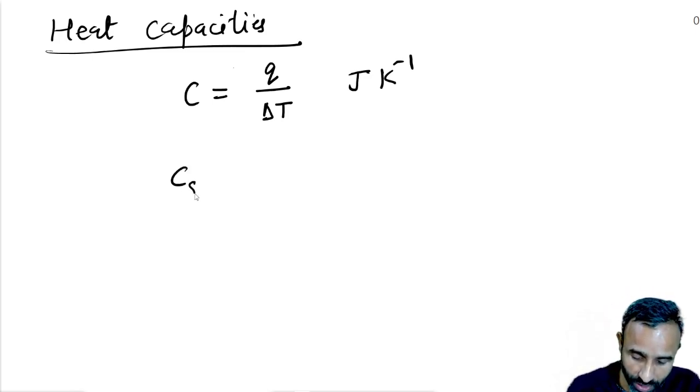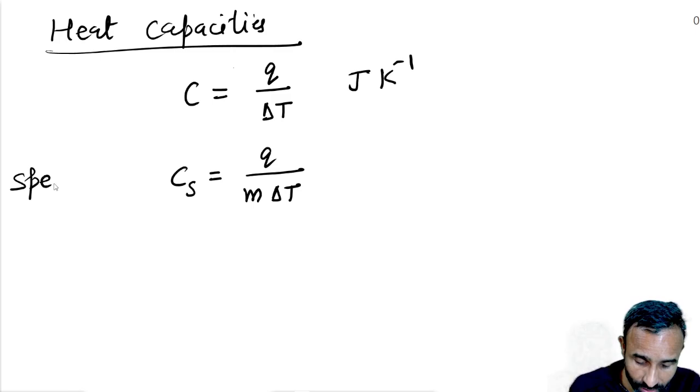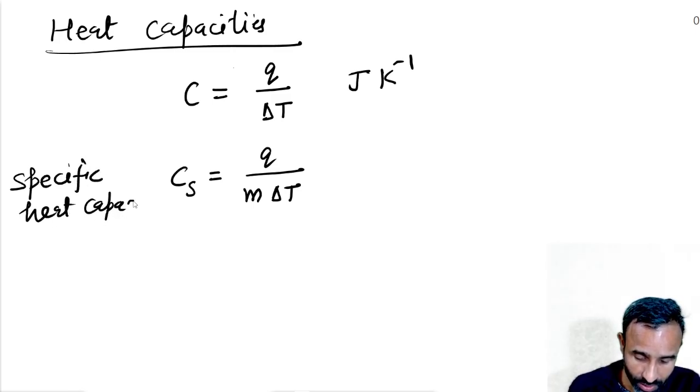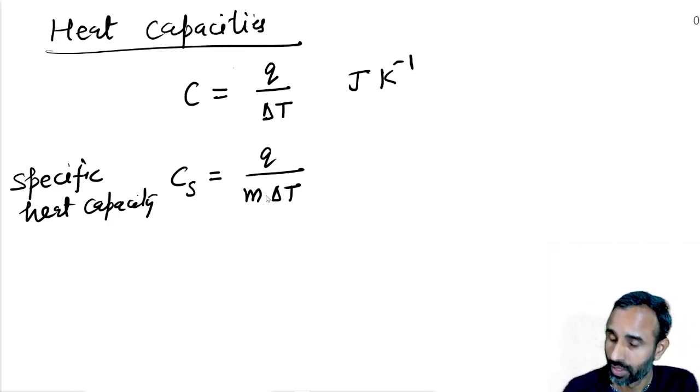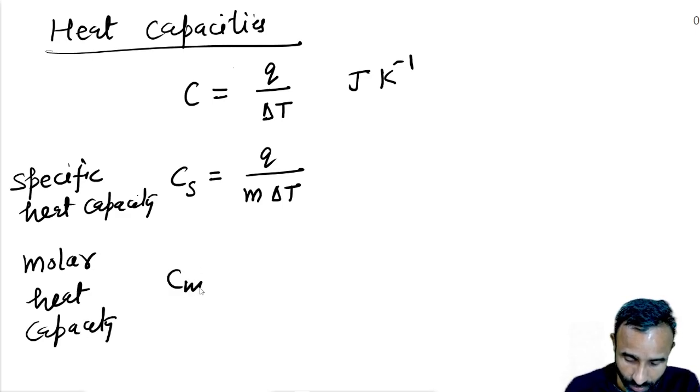Now specific heat capacity is per gram. It is per gram because it is specific heat capacity. Specific heat capacity is the amount of heat required to raise the temperature of 1 gram of system by 1 degree Celsius, and molar heat capacity, as the name suggests, is for 1 mole. Molar heat capacity is Q upon n delta T.